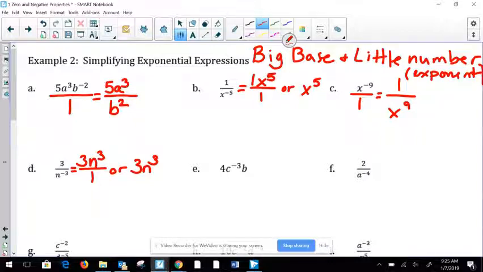Looking at letter E. Again, I put it over 1, and I go base by base. As my daughter used to sing when she was younger, it's all about the base, about the base. So looking at number 4, this 4 has no negative exponent, so she stays. C to the negative 3, negative exponent, not allowed. It gets moved to the bottom as a positive. And then my B, no negative exponent, so it stays.